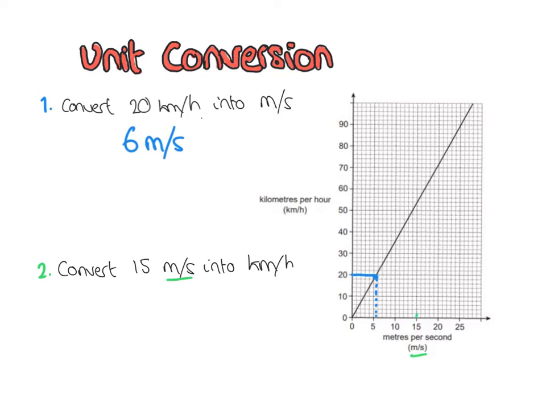We go 15. So we're going to go up to the line this time till we meet the line there, and then we go across from that line till we get to the kilometers per hour axis, and we can see we're between 50 and 60, and we're a fifth of the way between 50 and 60. So each of those must be 2, so that is 52 kilometers per hour.